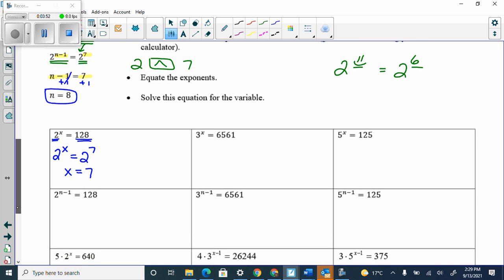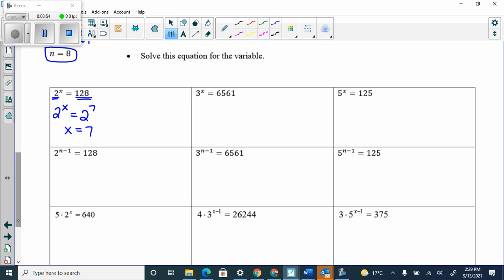Then we're going down here and reiterating what we did up there. 2 to the n minus 1 equals 128. So now with 2 to the n minus 1, we need to get 128 into base 2. So 2 to the 7 is 128, right? Once we have 2 to the exponent equals 2 to the exponent, then our exponents must equal. So we must get n minus 1 equals 7. And then how do we get n by itself? We add 1. So n equals 8.